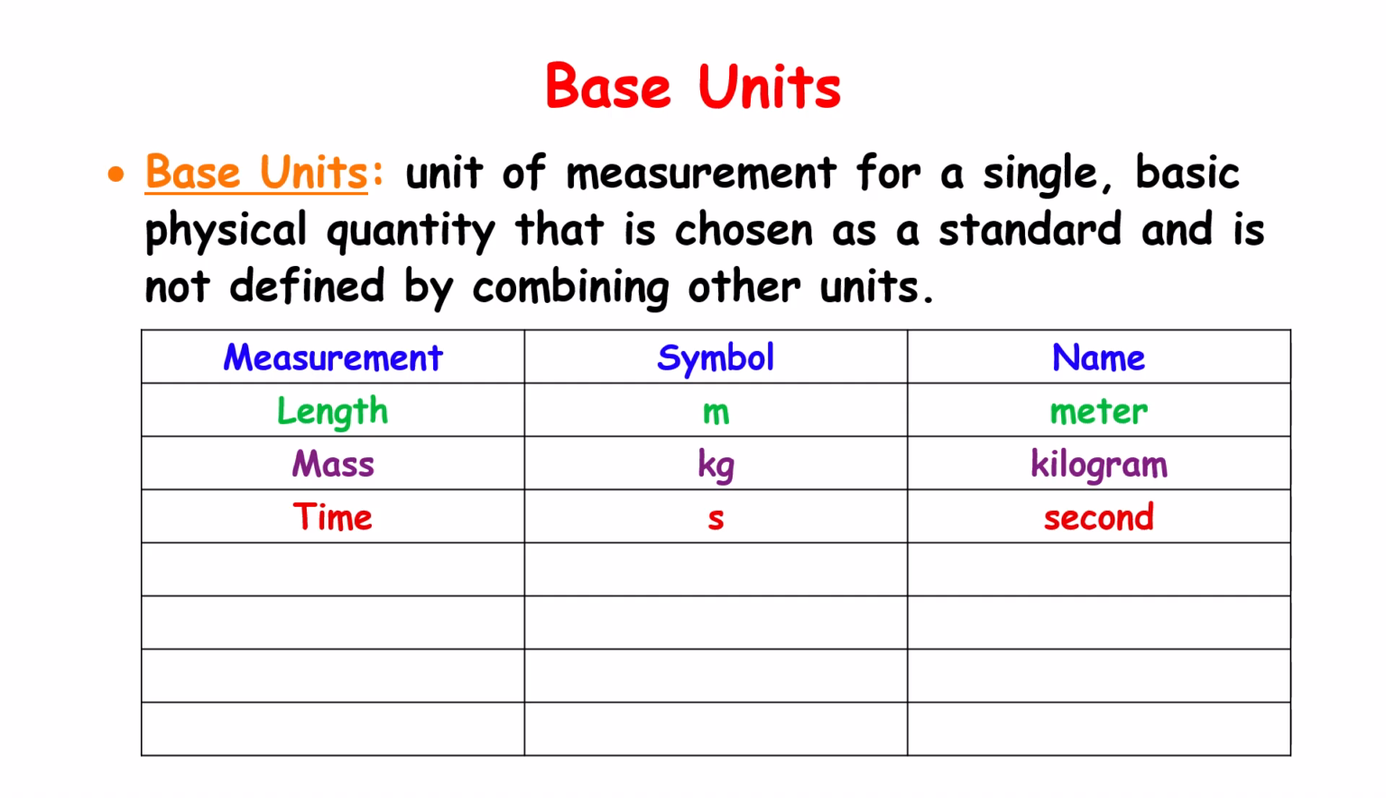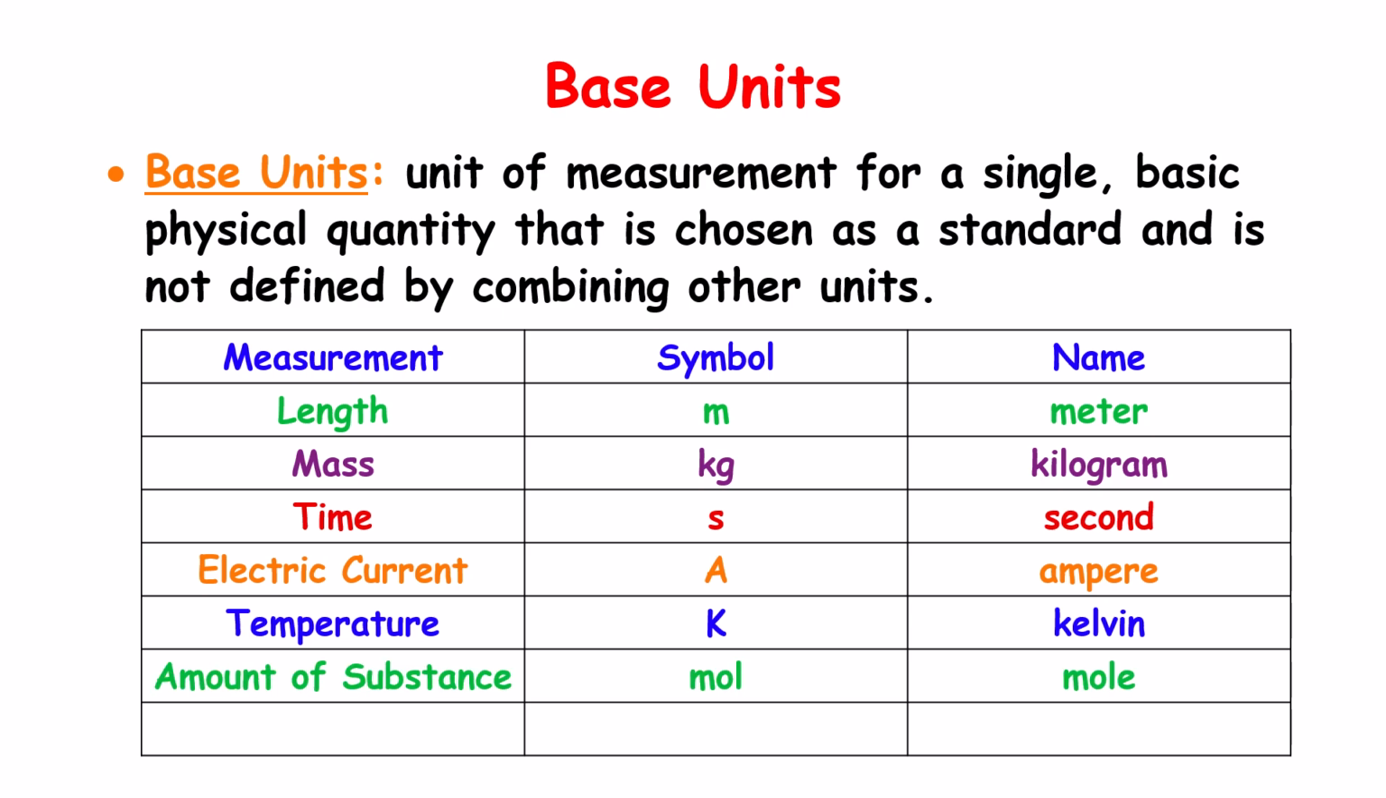Time is measured in seconds, and that is a lowercase s. Electric current is the ampere, sometimes called the amp, and that's a capital A. Then there's temperature, that is in Kelvin, and that is a capital K. Amount of substance, which is very important in chemistry, is the mole, and that's abbreviated mol. And then finally, we have luminous intensity. So that's the brightness of a light, if you want to think of it that way. That's the candela, and that is lowercase c, lowercase d.